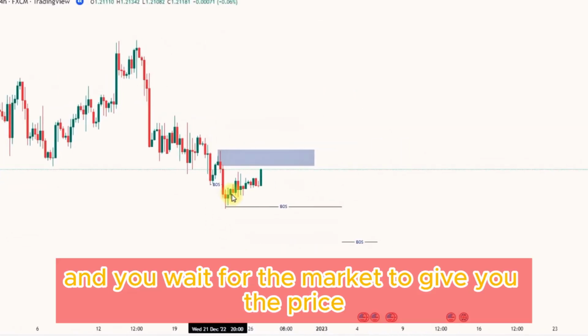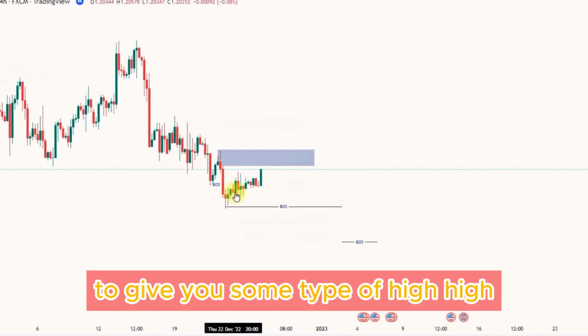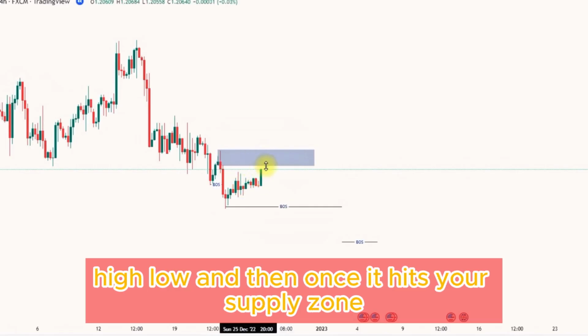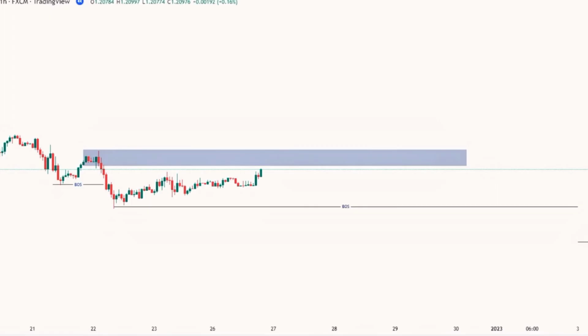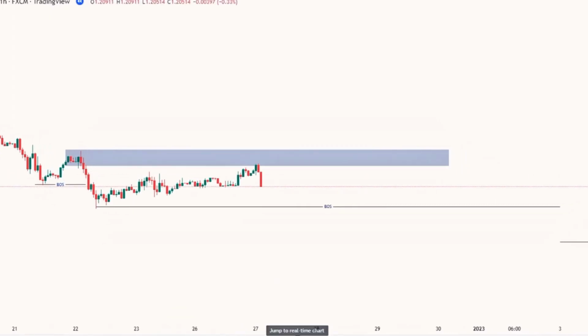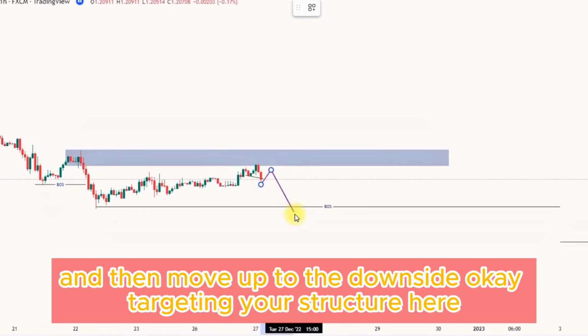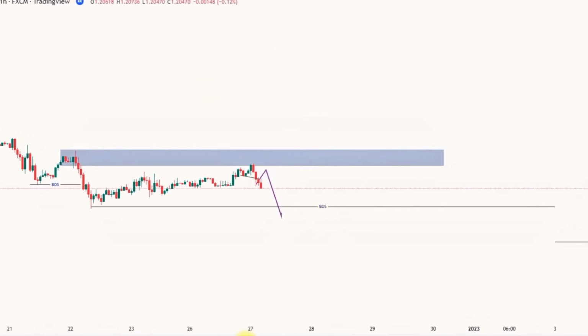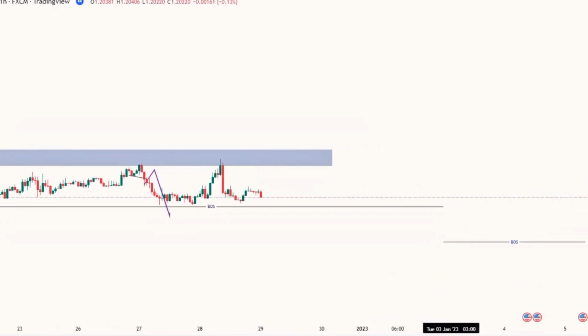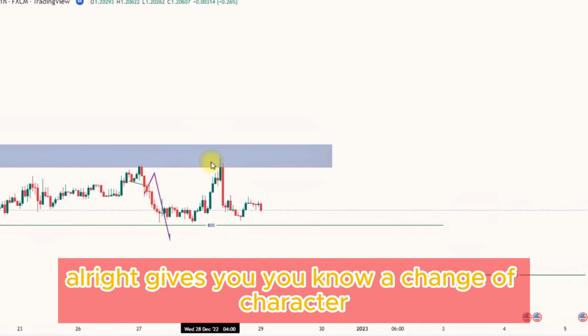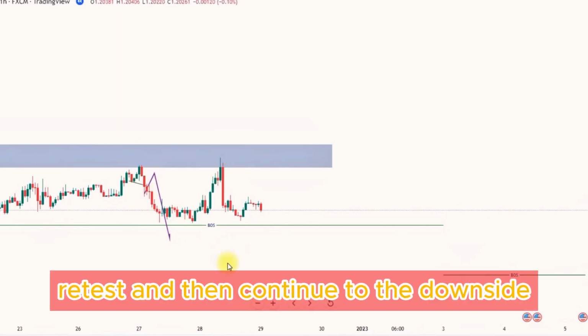You go to the lower time frame and you wait for the price to give you some type of high, low. Once it hits your supply zone, you wait for a change of character, and then it moves to the downside, targeting the structure here. There you go. It gives you a change of character, retest, and then continues to the downside.